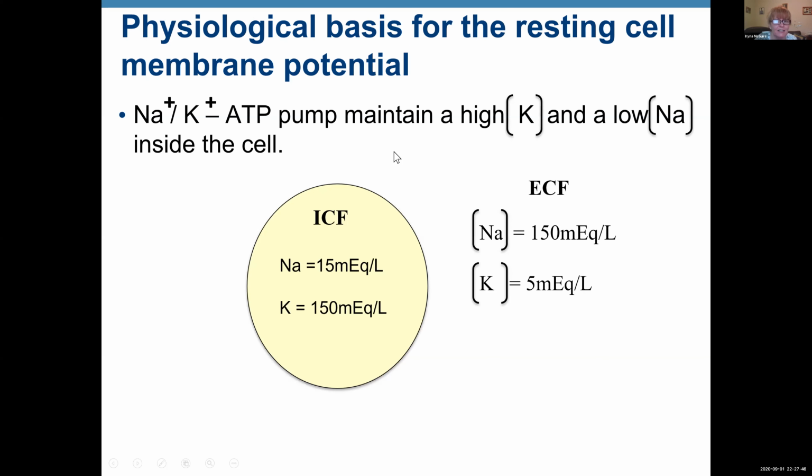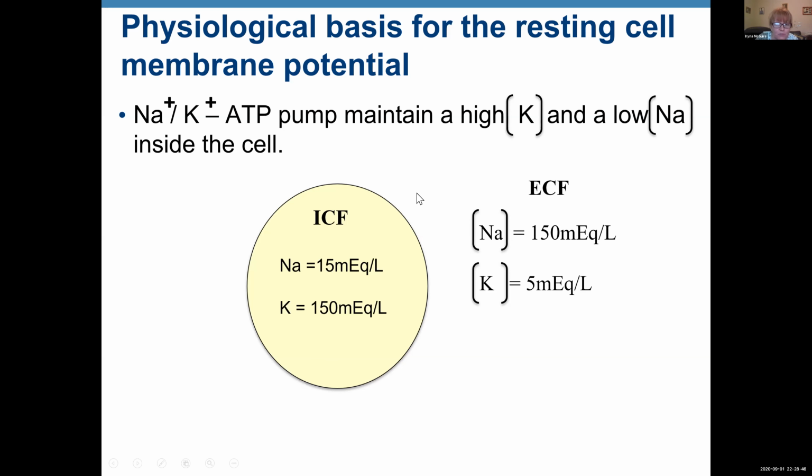Now, how do your cells create this resting membrane potential? Well, the first thing your cells do, so here imagine that's a cell, and we have ICF, ECF. Actually, the concentration of sodium is higher outside a cell compared with inside. So here's the concentration of sodium outside, 150 milliequivalents per liter, and inside it's only 50, right? So we have a high concentration of sodium outside, and we have a high concentration of potassium inside. Well, here's a mnemonic to help you remember. Your cells are salty bananas, because salty means lots of sodium, and bananas have lots of potassium. So lots of sodium outside, lots of potassium inside.